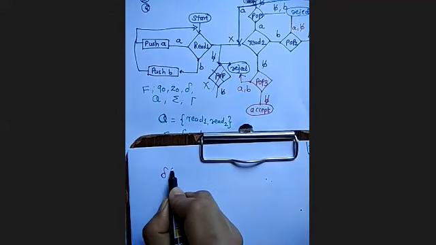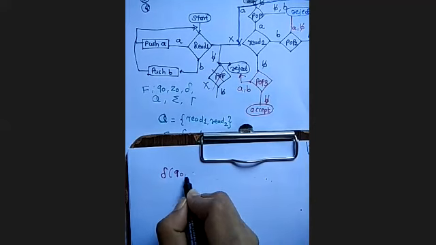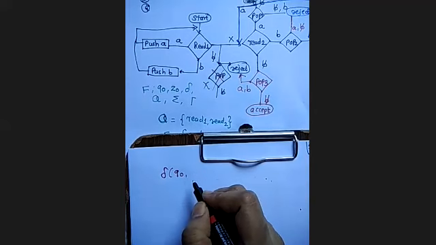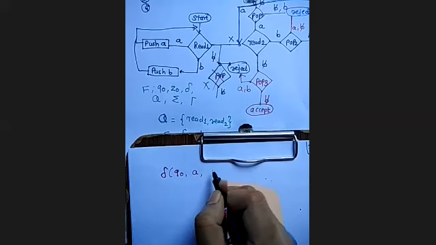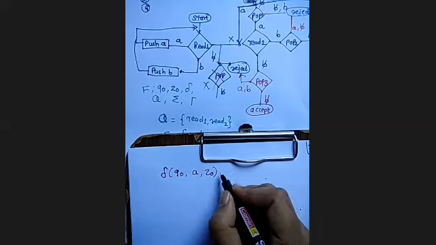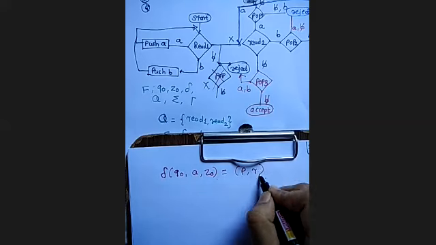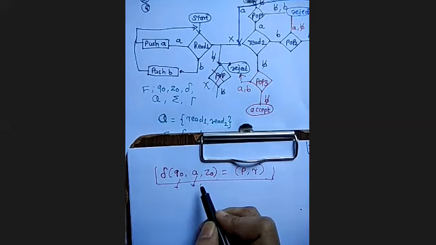So how do you have to write the transition function? The transition function takes 3 values. What are the 3 values? The current state Q0, then the input symbol and the stack top symbol, and it indicates the next state and the stack content. So in this form we have to write the equations. This is your current state, this is your current input symbol, and this is the top stack symbol.